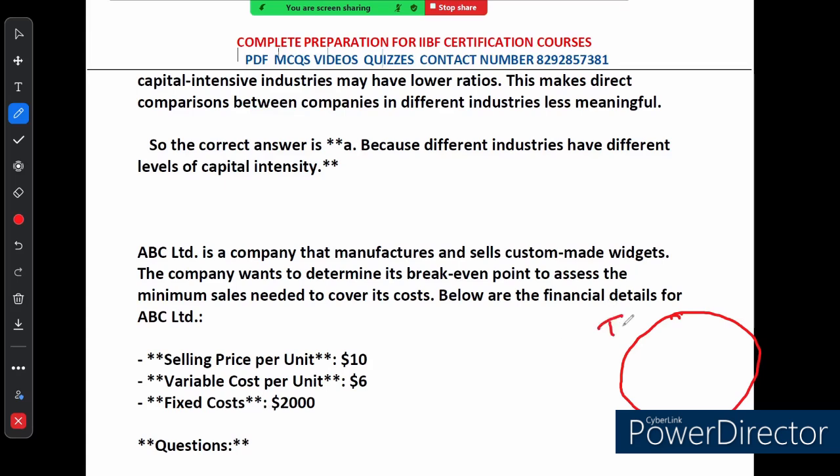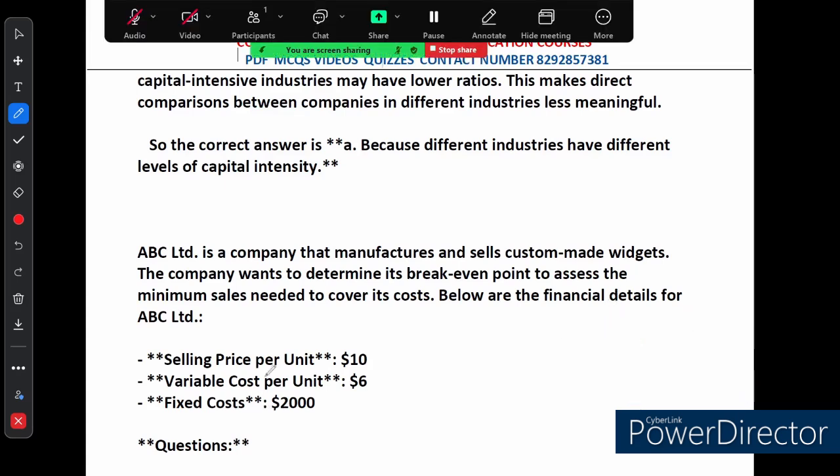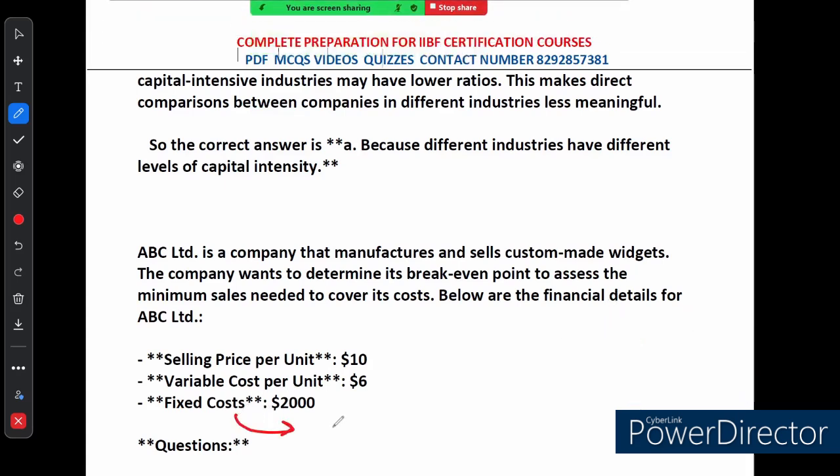So the total cost will comprise two things. What is the meaning of fixed cost? Fixed costs are the costs that do not change no matter how many units you produce. So this will not change, this will remain constant. What is the selling price? This is the amount that ABC Limited charges for each widget. And what is the variable cost? It is the cost to make each widget.